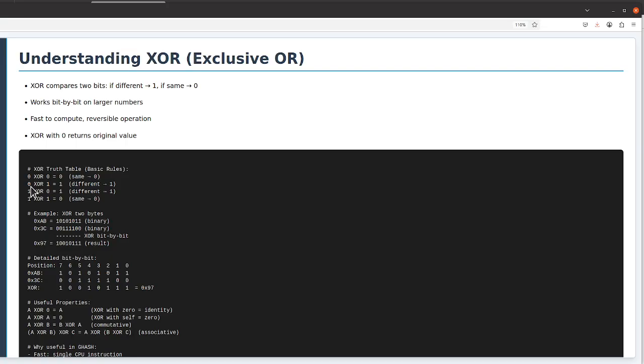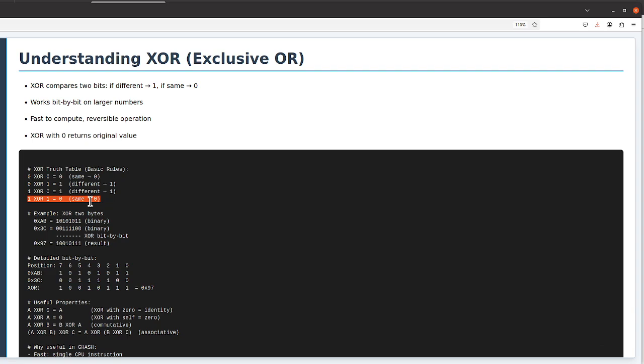Let me show you all 4 possible cases. If you XOR 0 with 0, the result is 0, because the bits are the same. If you XOR 0 with 1, the result is 1, because the bits are different. If you XOR 1 with 0, the result is 1, because the bits are different. If you XOR 1 with 1, the result is 0, because the bits are the same.